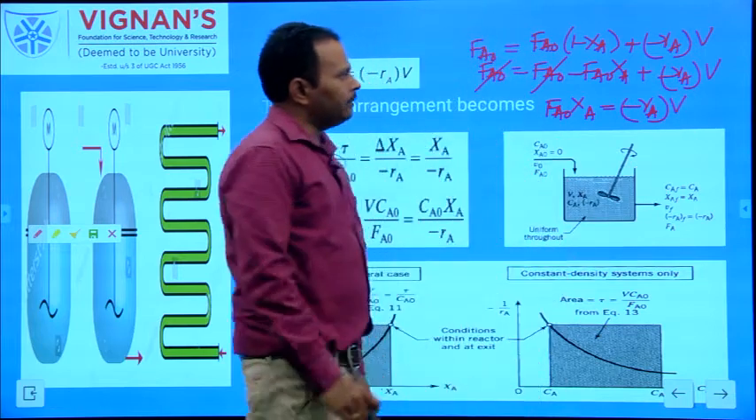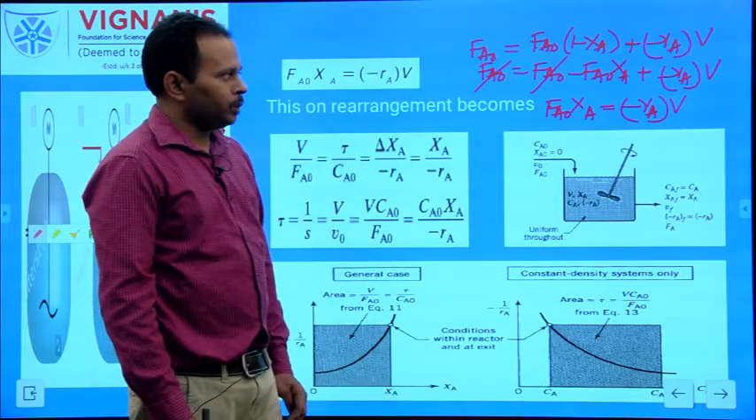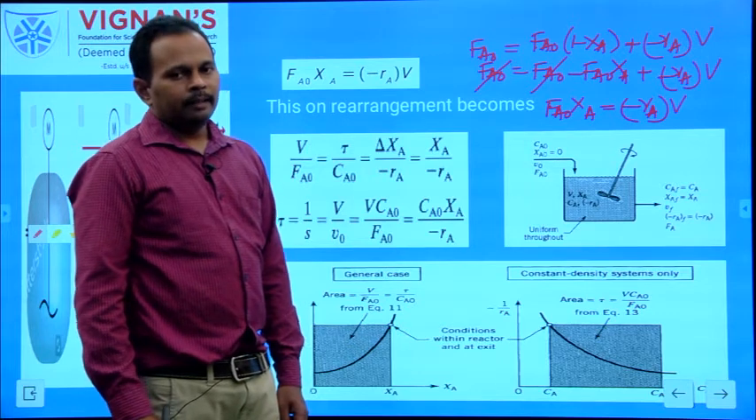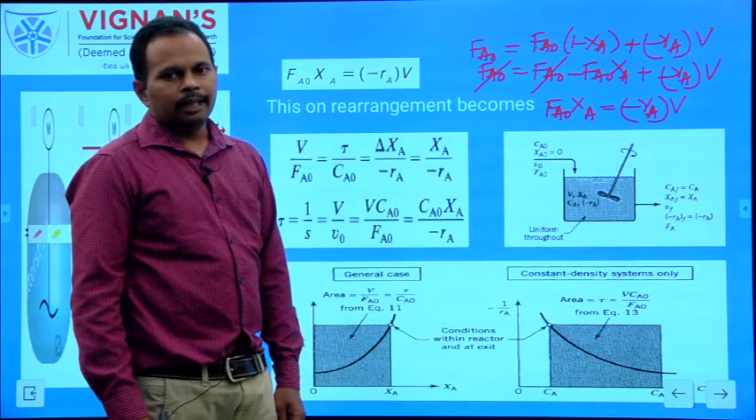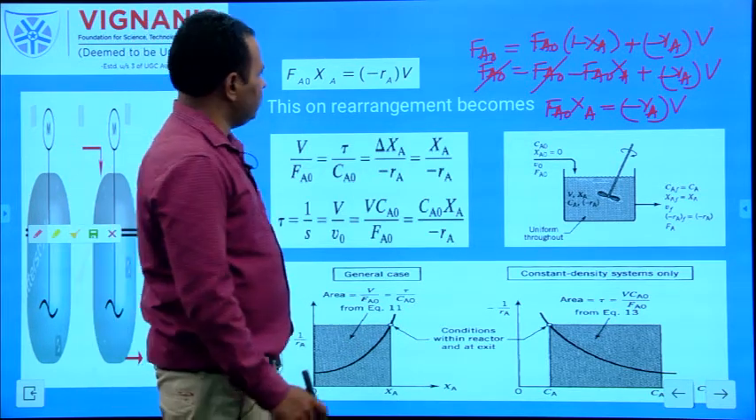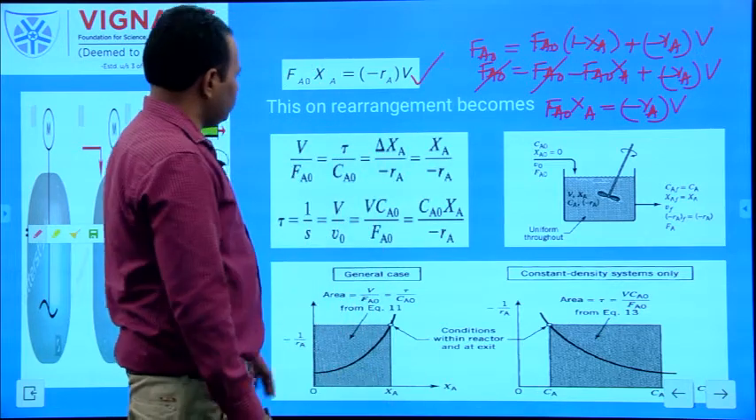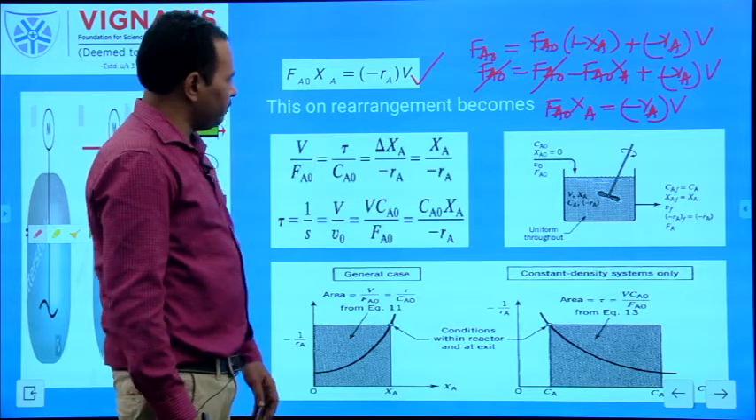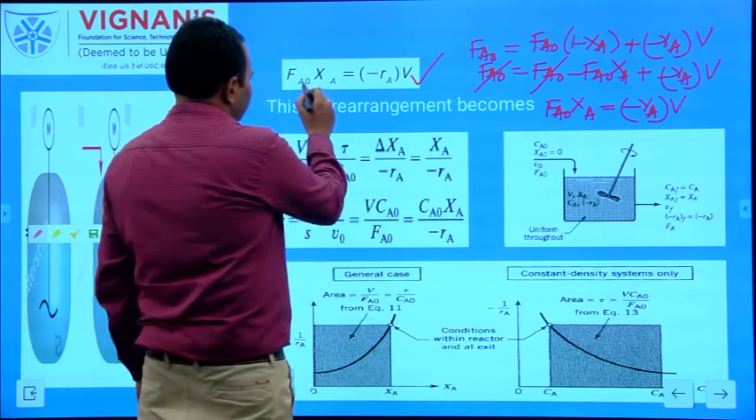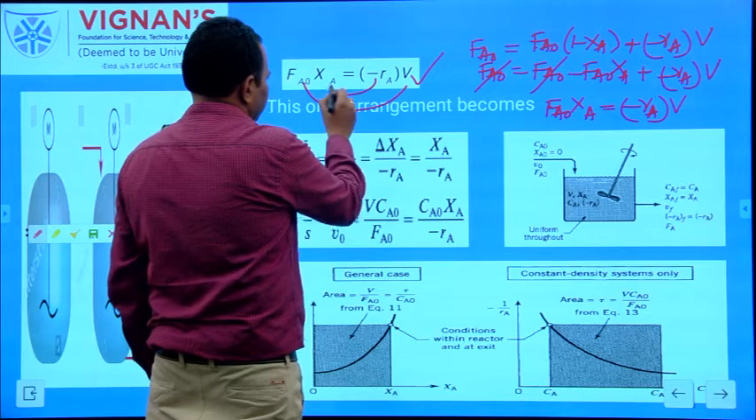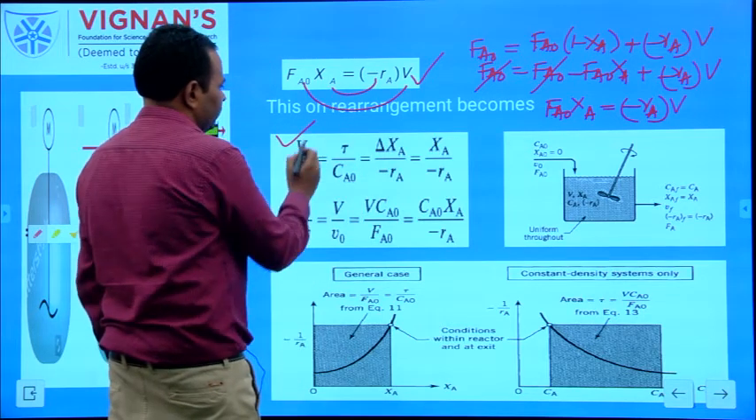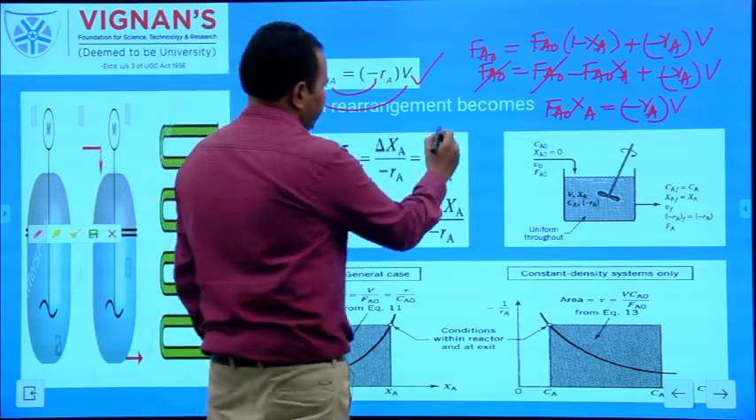So this is the final equation from the material balance equation after substituting the input, output, disappearance and accumulation from the conditions of the MFR. This is F_A0 X_A equals minus r_A V. Here also you can do a slight mathematical manipulation. Bring F_A0 to this side and minus r_A to this side, then you can obtain V by F_A0 is equal to X_A by minus r_A.